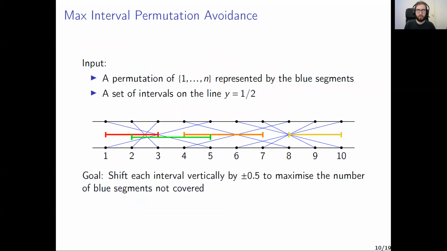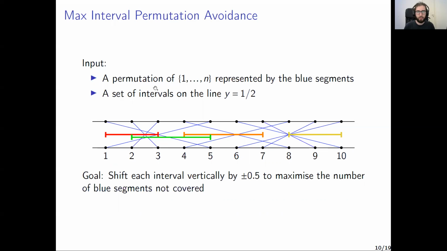So, to show this theorem, we introduced a new problem that we call max interval permutation avoidance. And this, we could show that it is NP-hard and APX-hard. And now this may be of interest to you, even if you are not working in geometry, because this problem I'm going to present right now is not really linked to geometry. Maybe you could use it for some combinatorial problems which are not linked to geometry. So what is this problem?